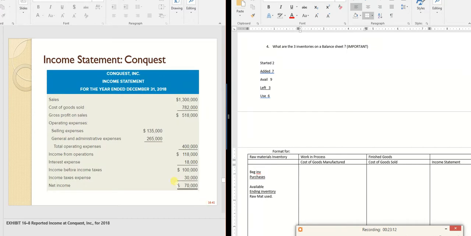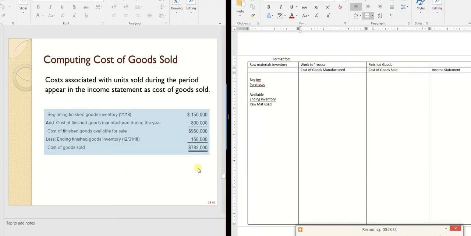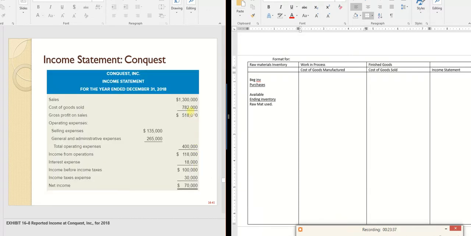Okay, the last one is the income statement. Your income statement should read sales minus cost of goods sold gives us gross profit. So I want you to get that down, and then I want you to draw a line from your cost of goods sold to your cost of goods sold on your income statement. So let me get back up a second. So 782, 782. Then I have just put operating expenses and then put a little dash, selling and administrative.